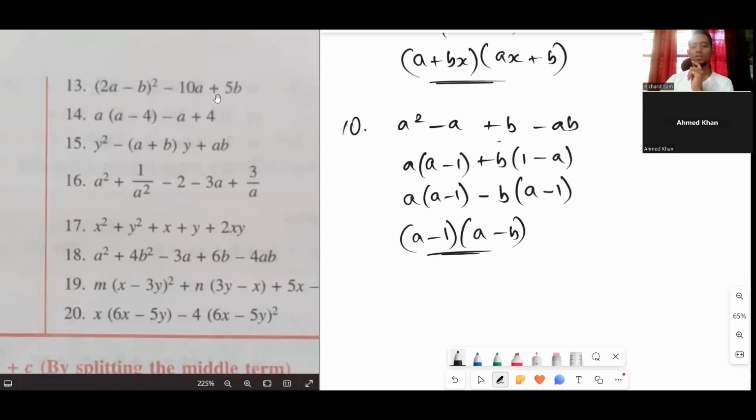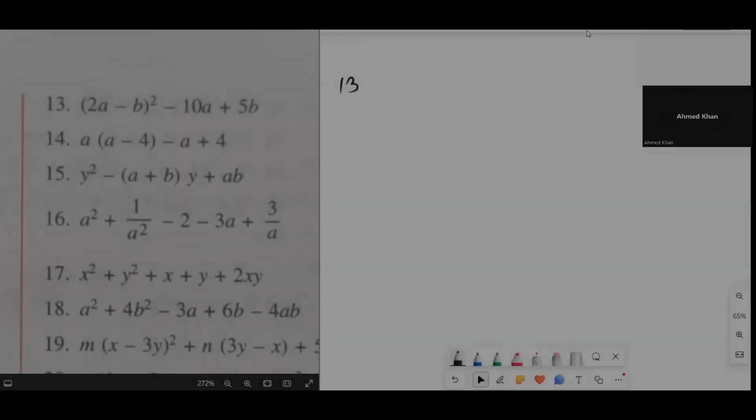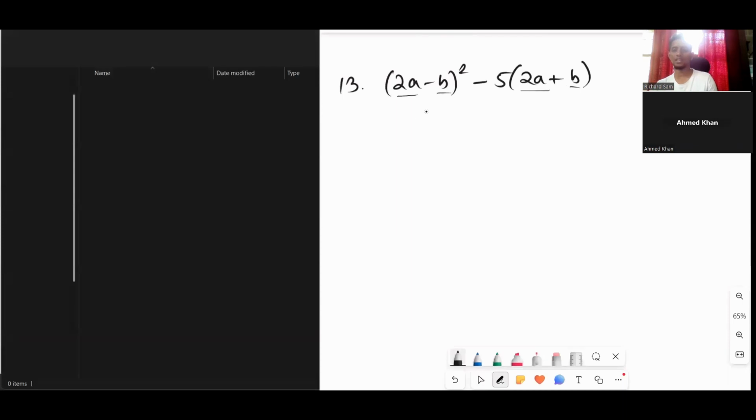Next here, this is also similar to what we did before. How do we do this? Okay, 13th sum. Listen here, those of you who didn't get 2a minus b whole square minus 10a plus 5b, we can take out common from that. 5 is common, so that will be 2a plus b. Now, do we interchange the signs? See here, it's plus 2a minus b. This is plus 2a plus b. So the 2a and 2a already have the same sign, and only b has a different sign. So we can't interchange.